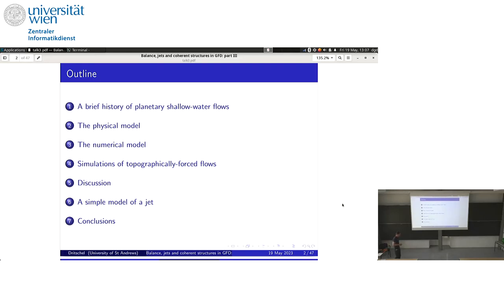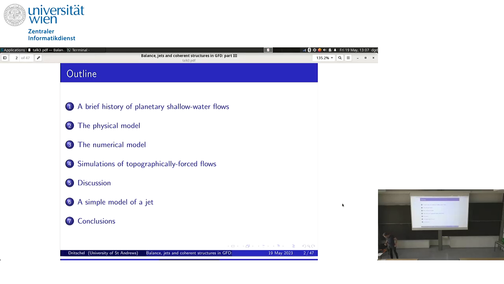I'll point out some features that are a bit controversial or uncertain still in terms of what we're seeing. I'm not claiming that this is a realistic model for the outer planets. This is just a model from which we can learn something in geophysical fluid dynamics. It's a model that spontaneously forms jets, and jets is the main thing I'm going to talk about today.